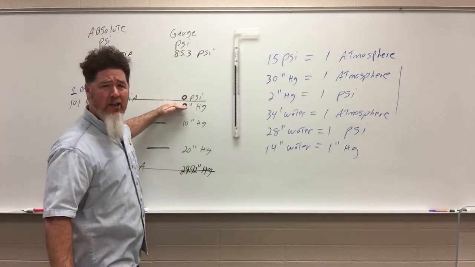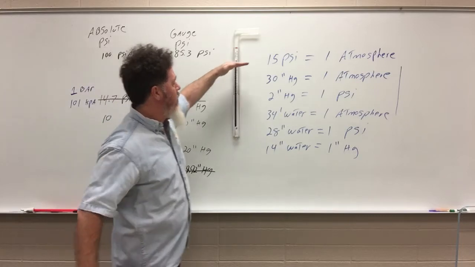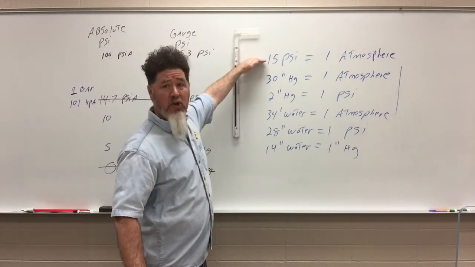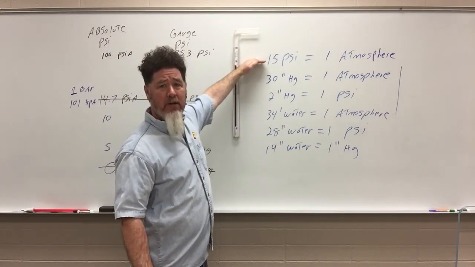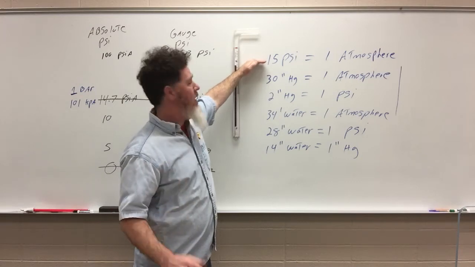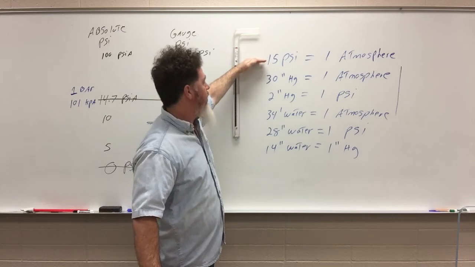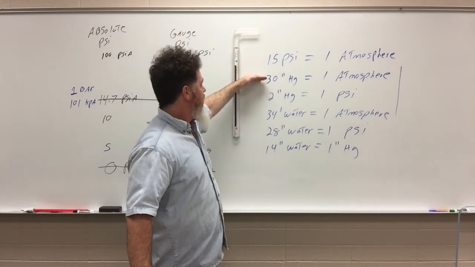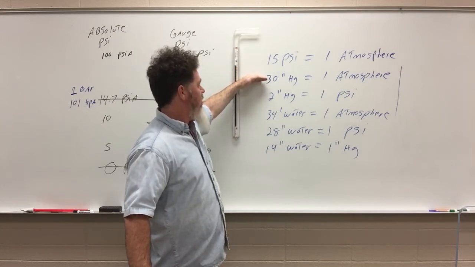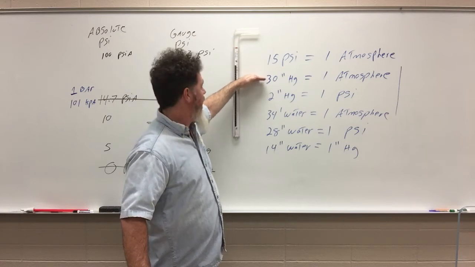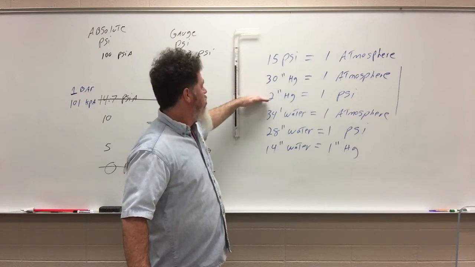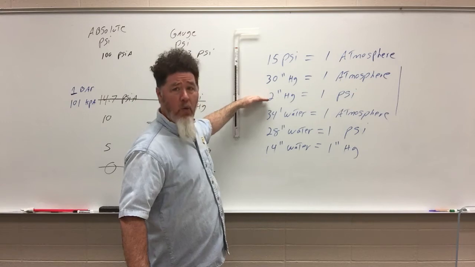One atmospheric pressure equals about 14.7 PSI at sea level, but we say somewhere around 15 PSI, rounding up. Also, one atmospheric pressure is about 30 inches of mercury. So 2 inches of mercury equals about 1 PSI.